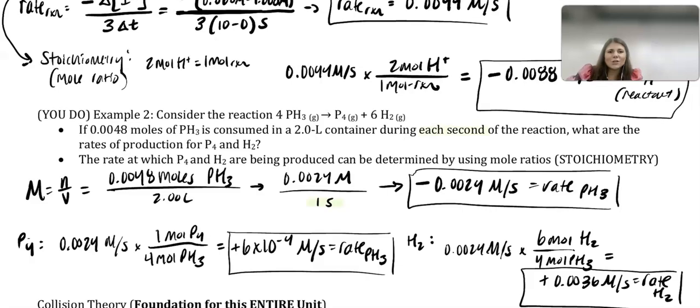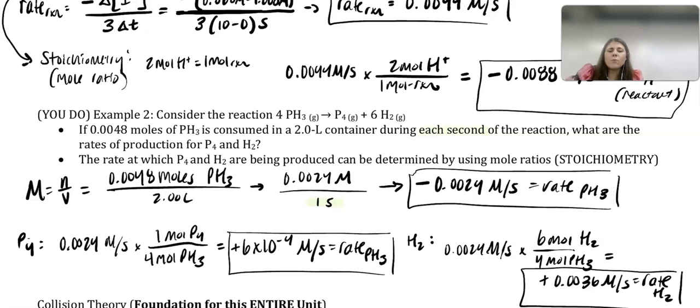So in this reaction, you end up actually figuring out that you can get molarity with moles and liters. So I got molarity as 0.0024, and they told you during each second of the reaction, so I just made it 1 second. So here it is being consumed, so I put a negative there to indicate the rate for PH3. Then it asks, what are the rates of production for P4 and H2?